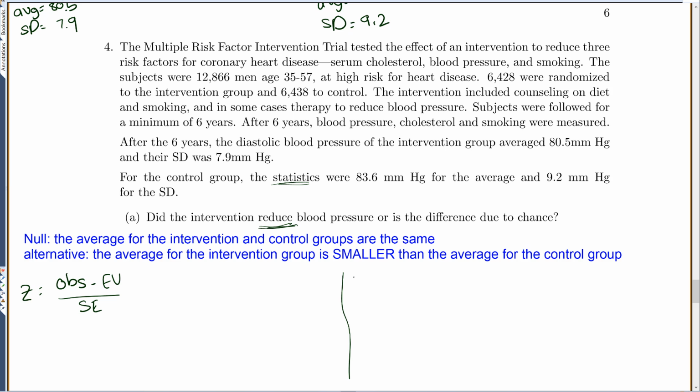So I come over here to do my preliminary, and I need to find my observed average. Sorry, not my observed average. I need to find my observed difference because we're doing two samples. And I need to find the expected value for the differences. And I need to find the standard error for the differences.